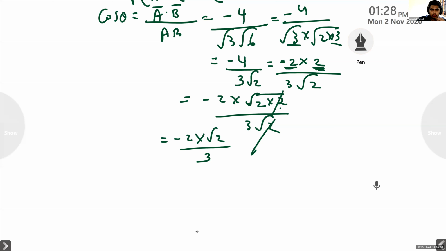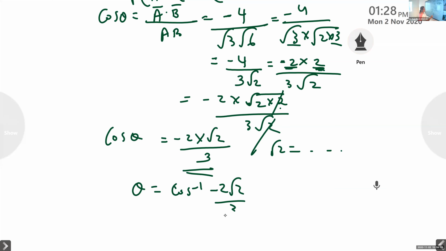Ma'am, for the exam, can we write cos theta equal to and stop? Yeah. At present, I may give you the value. Otherwise, I'll give the values like root 2 is equal to so and so, root 3 is equal to like that. I will give a set of values, and you select which value. So now cos theta is this. Therefore, theta is equal to cos inverse of minus 2 root 2 by 3. If you know the value of root 2, you can multiply with it and give me the answer. At present, I don't have the logarithmic table.